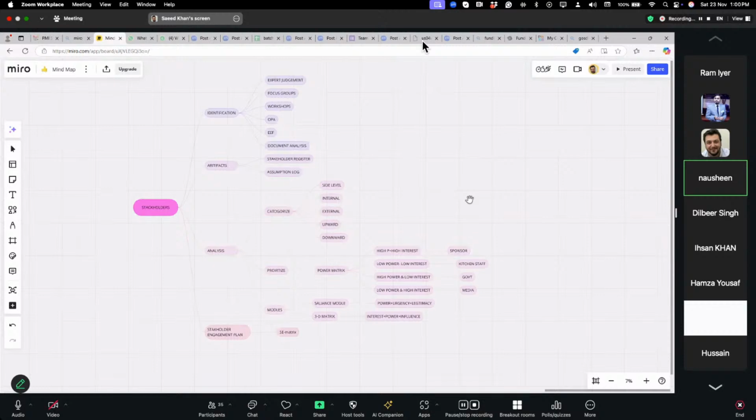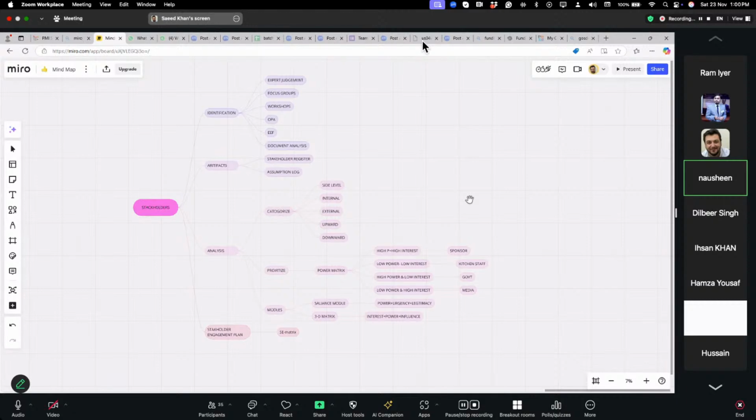Okay, stakeholders are those who are affected or impacted by the project. And how do we identify the stakeholders? We have the following ways: expert judgment, focus groups, workshops, OPA, EEF, document analysis, interviews, subject matter experts, focus groups.